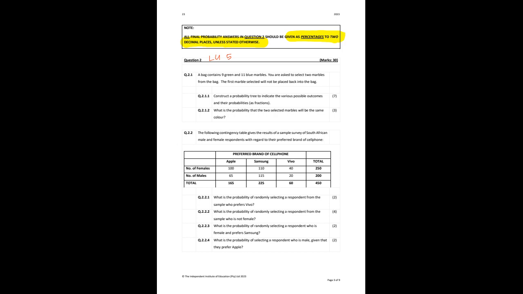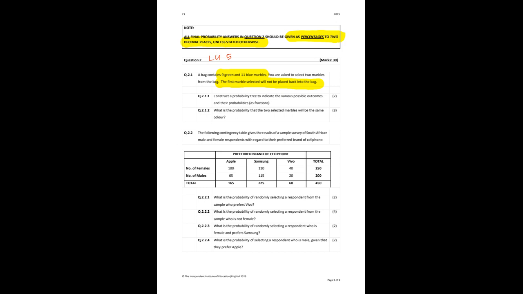They've said to you that a bag contains 9 green and 11 blue marbles. You are asked to select 2 marbles from the bag. The first marble selected will not be placed back into the bag. And that's important as well because it's basically saying to you that it's reducing your sample size, or the number of marbles that you can select from the second time around.